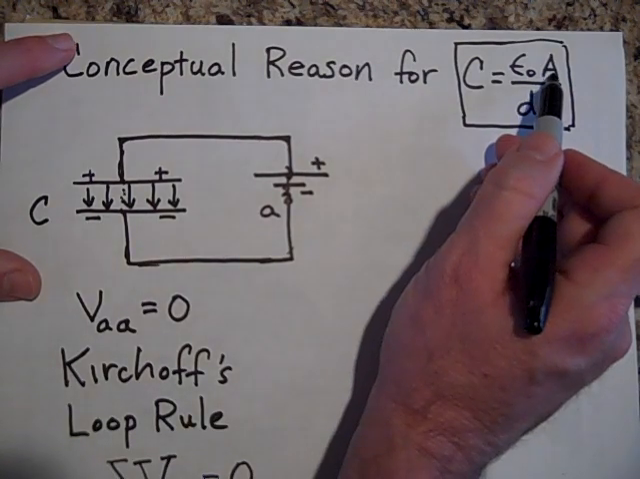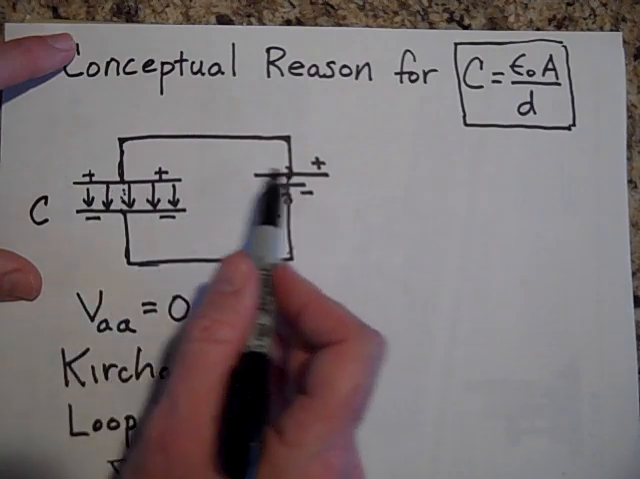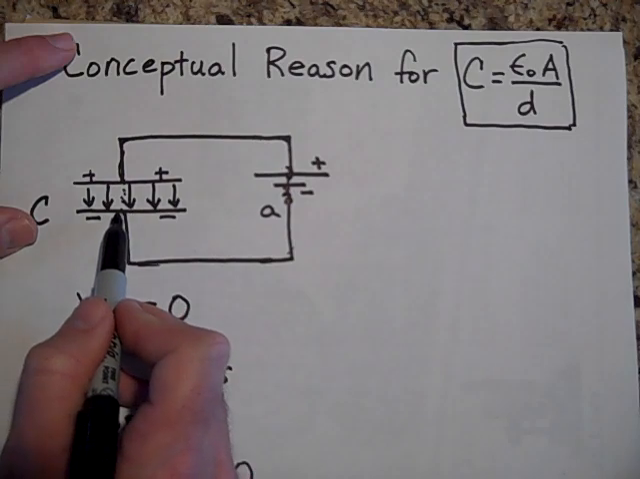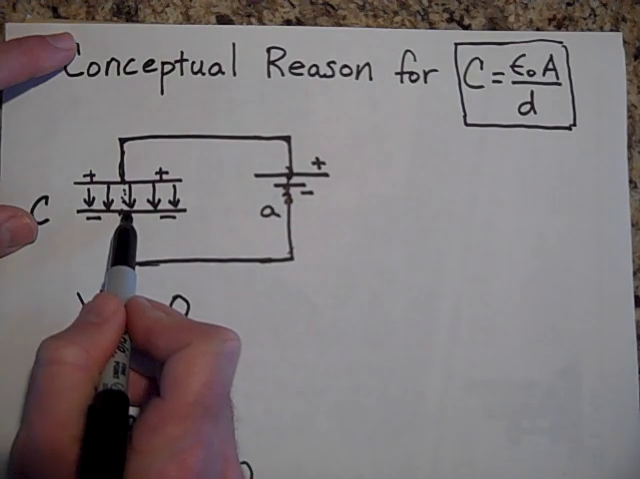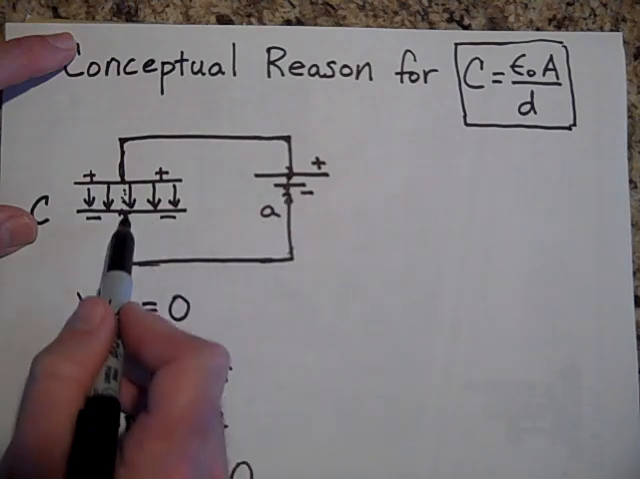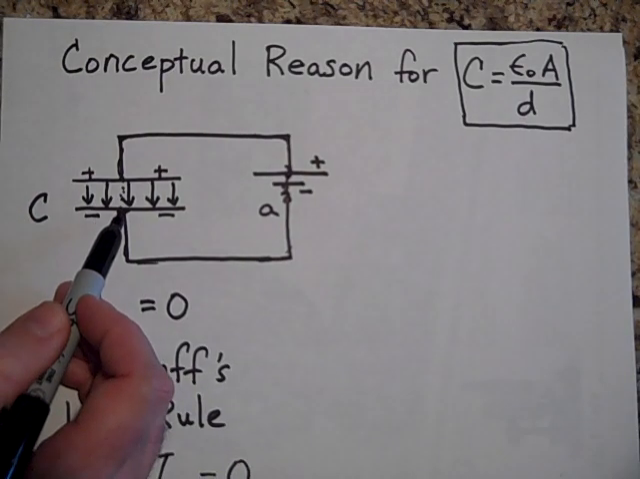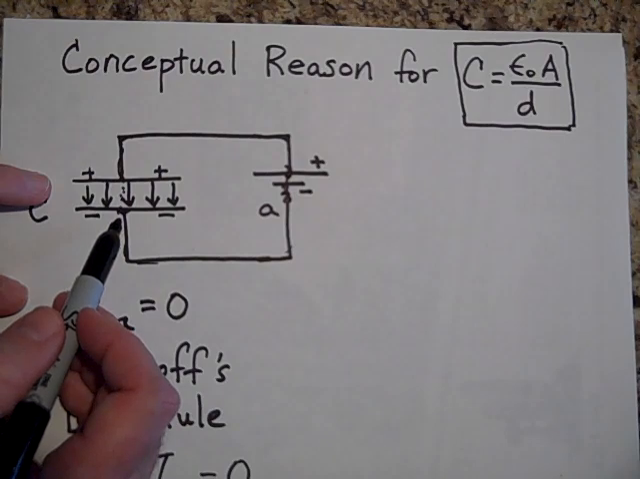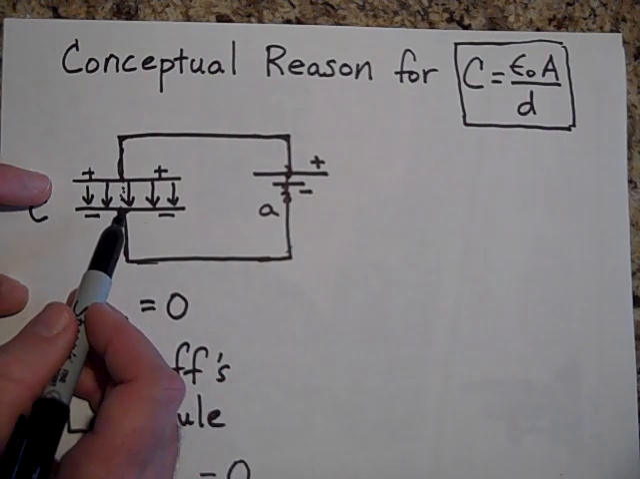The A makes sense conceptually because the bigger the plates are, the easier it is to store charge. So think of a little plate. If this one down here were just a little tiny plate, you'd put a little charge on there, and after putting just a smidge of charge on there, there'd be so much tension pushing the electrons the other way that no more electrons would be able to get on there.